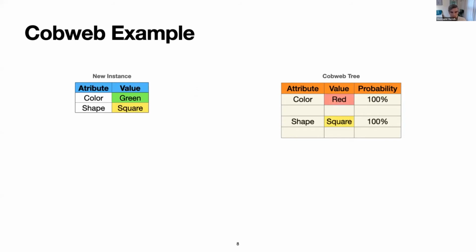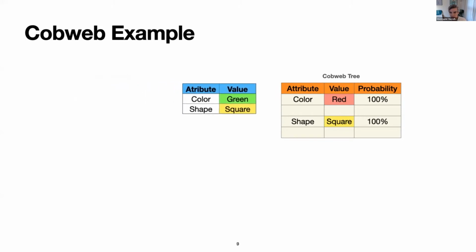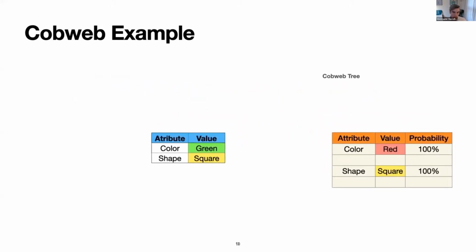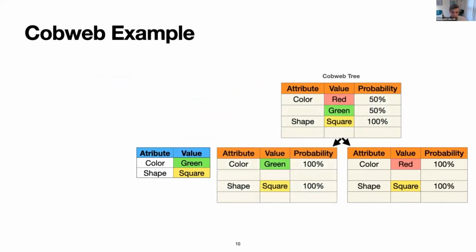Now we get a new instance. In this case, the color changes. Now it's green. So when the example comes in, we update the tree. We create a new node that branches off of the root. So now the root summarizes all the examples that we've seen so far. And now we have two children, one that represents green squares and one that represents red squares.